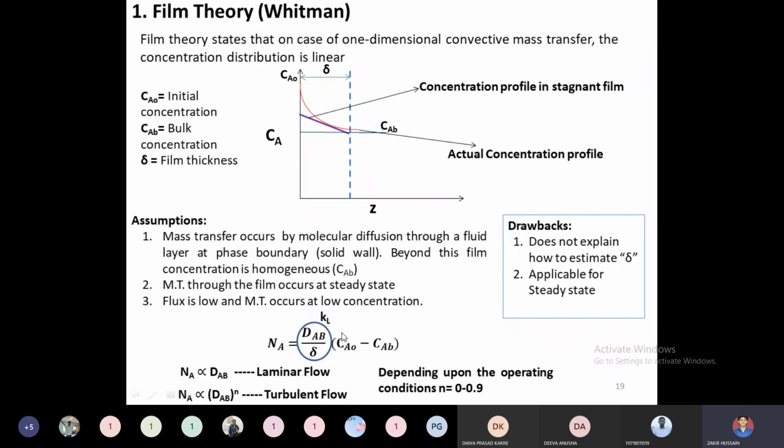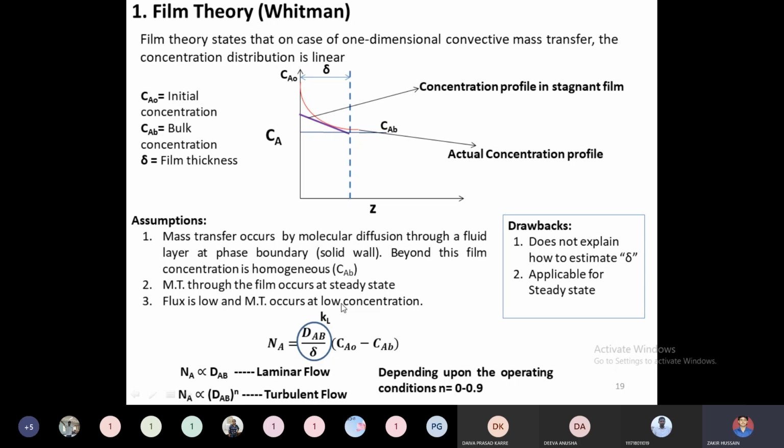Okay, now this is the equation. This equation we already derived in equimolar counter diffusion, but here we have written only dAV by Z, so in place of Z, he is saying the film thickness. Okay, that's the overall derivation, but there are drawbacks in this film theory, since this is the oldest theory.